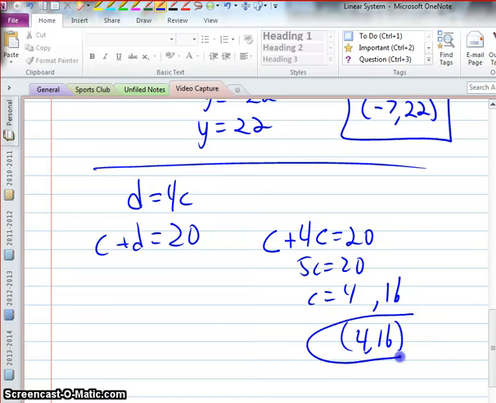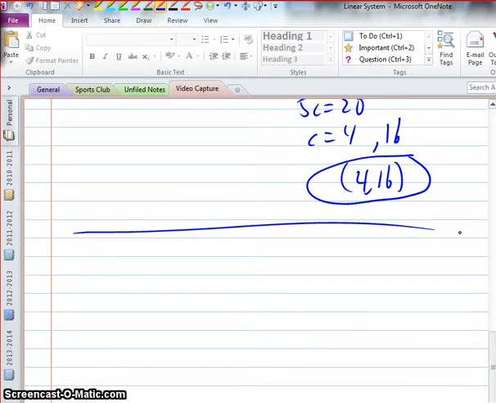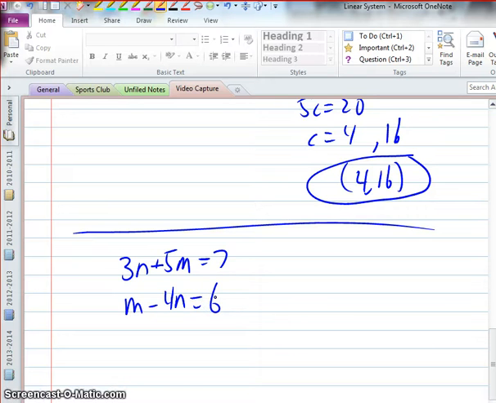When you deal with variables that aren't x and y, like c and d for example, always put the first one that comes in alphabetical order as the x term, and then the other one is the y term. Last one. 3n plus 5m equals 7, m minus 4n equals 6. So we're obviously going to have to put our answer in the form of m then n.